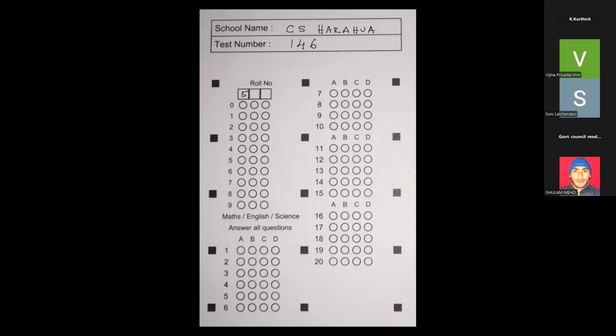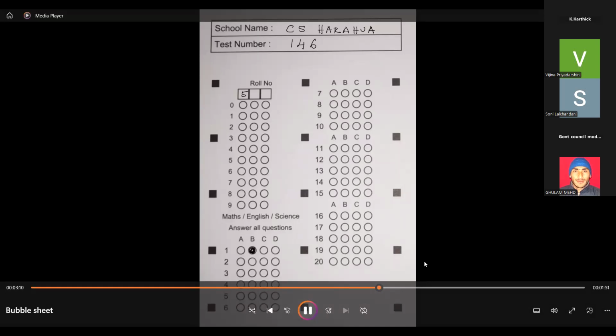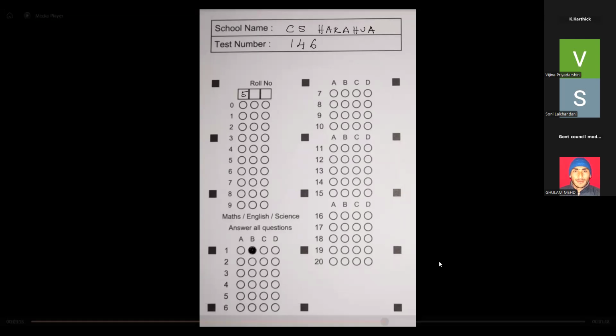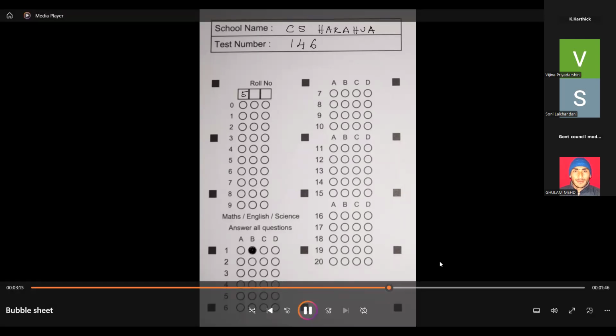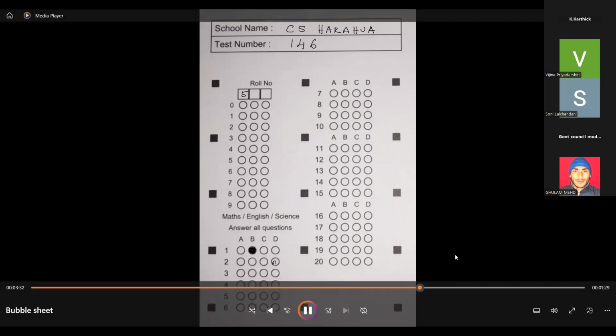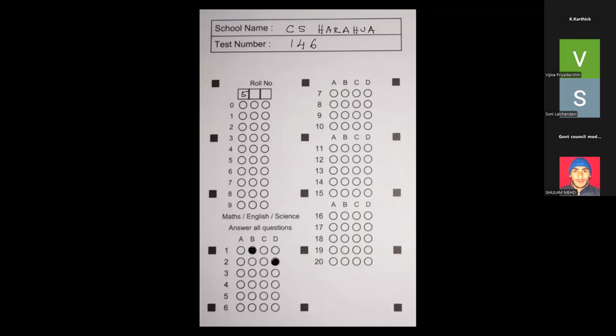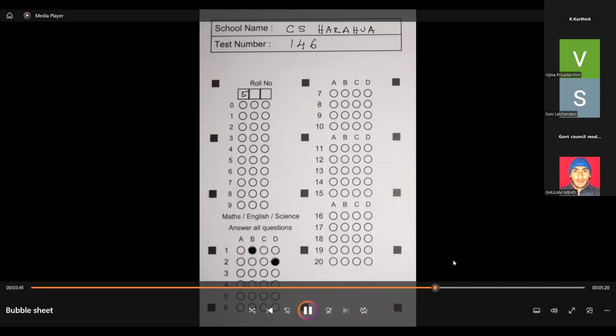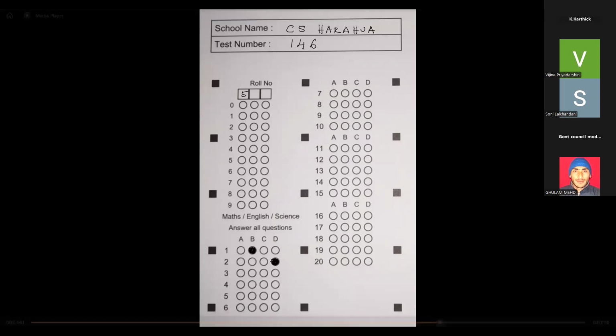For the first question, if the answer is B, you should shade B. Use black pen. Do not use pencil. Either black pen or blue pen. Don't use pencil. You should shade this bubble. Then the Vidya Shakti teacher will show the second question. For that question, what is the right answer? If the right answer is D, again you shade it like this. Shade it fully. Do not smudge.